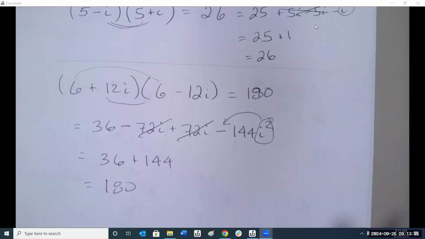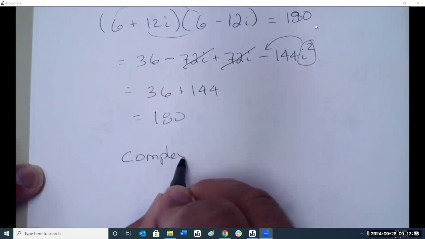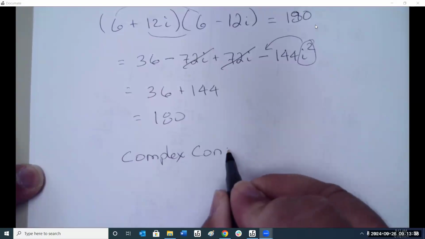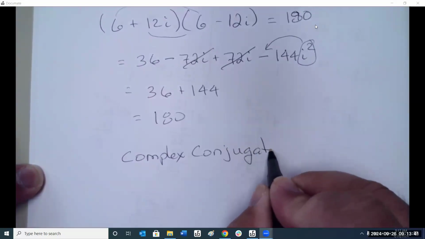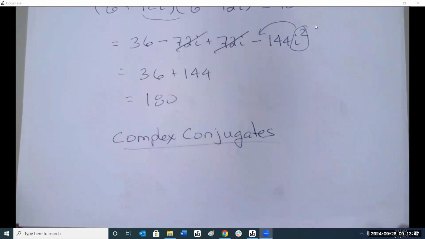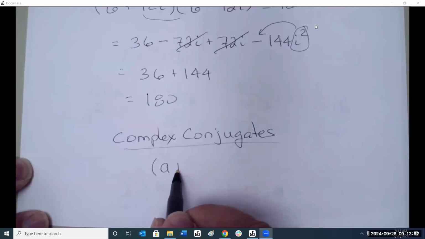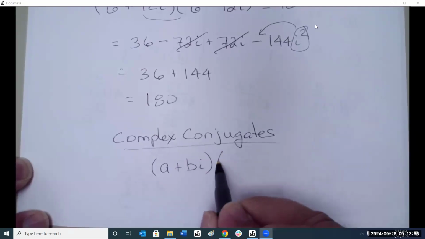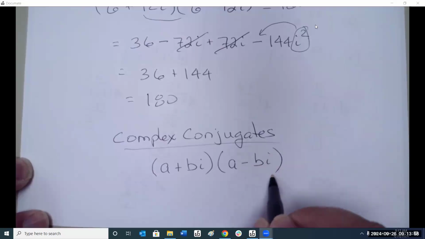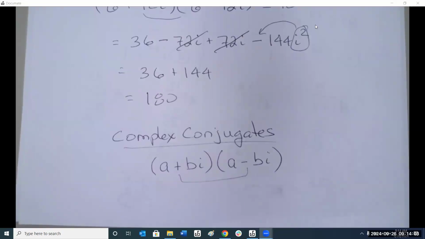These are a special breed of complex numbers. They're called complex conjugates. Complex conjugates are these: the numbers are everything the same except for the signs between them. They're different.